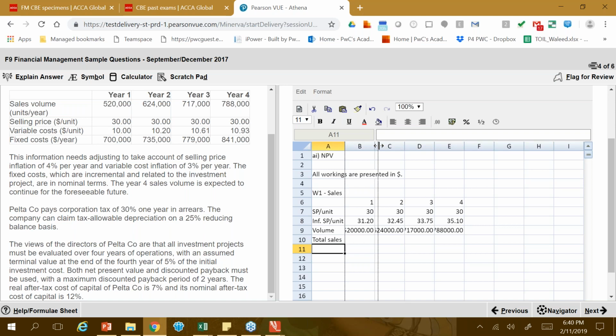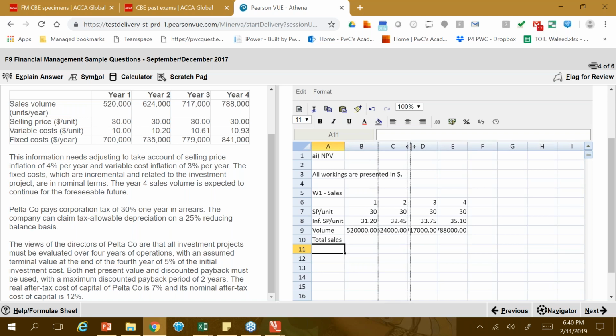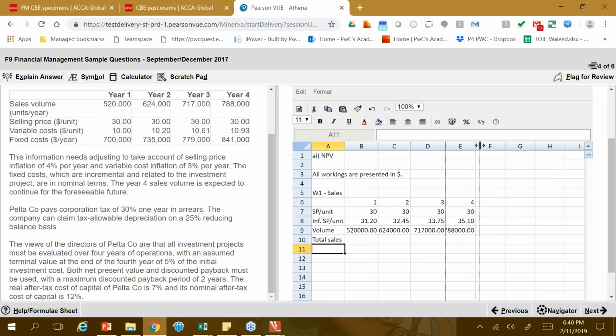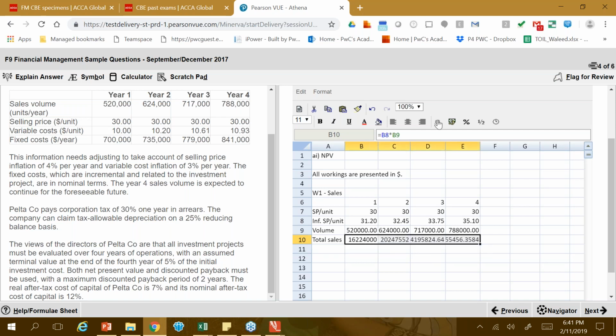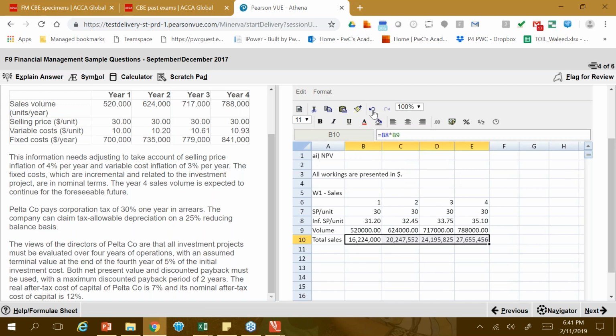The total sales is going to be simply my inflated selling price per unit, which is in B8, into the volume, which is in B9. So B8, B9, drag this forward. That's it. Use a separator. Here is my sales for the 4 years. And there was 1 mark for having this sales for the 4 years on this question.